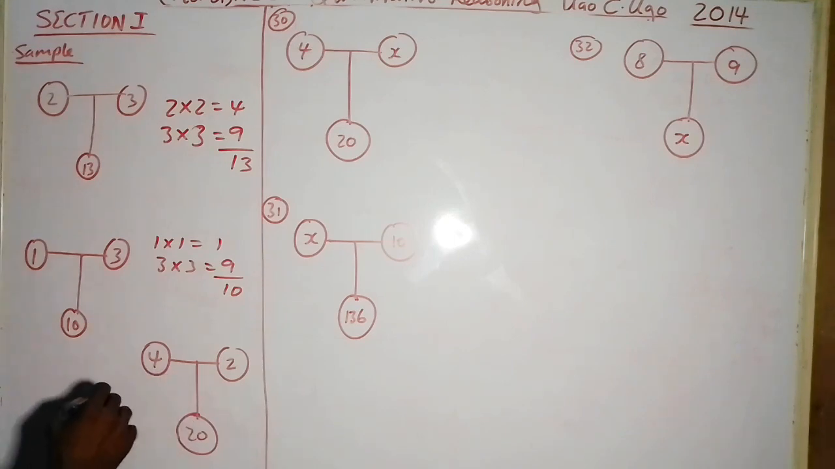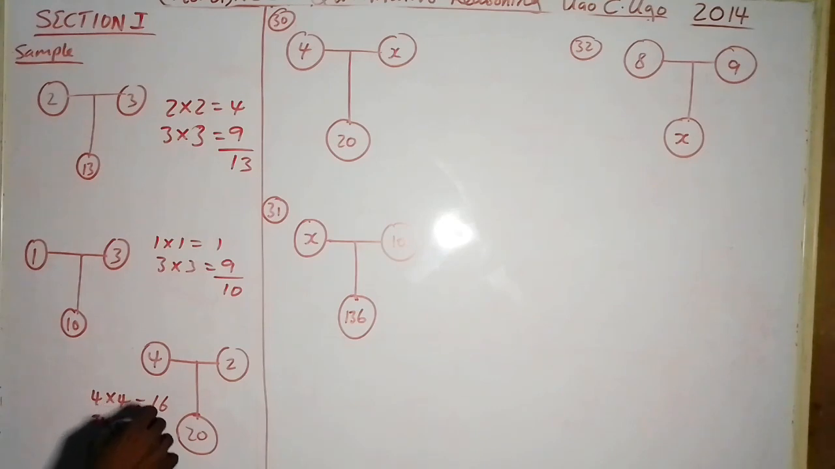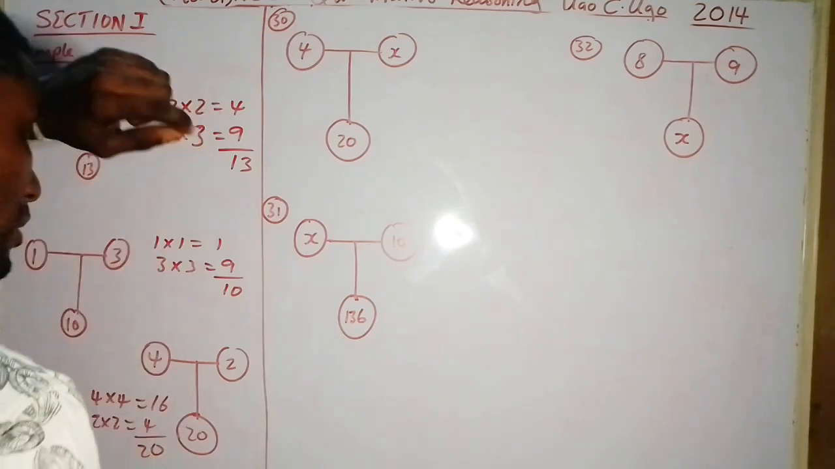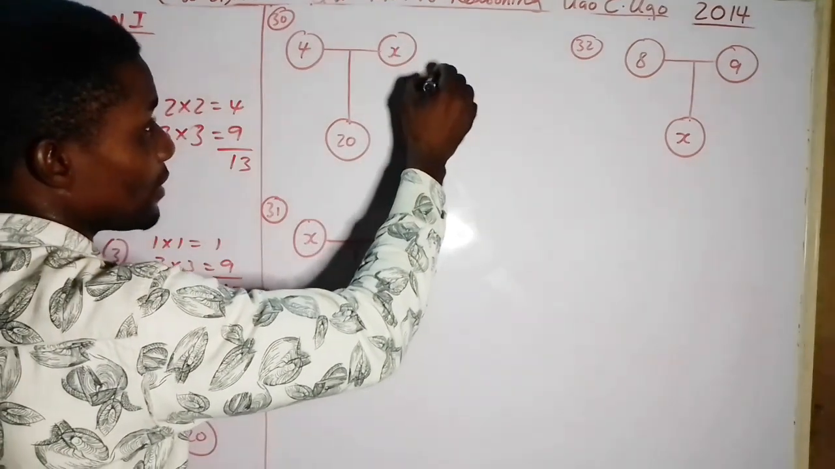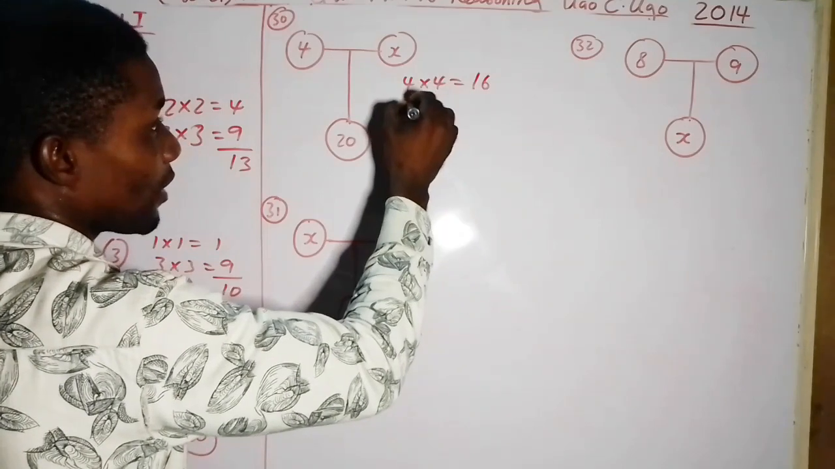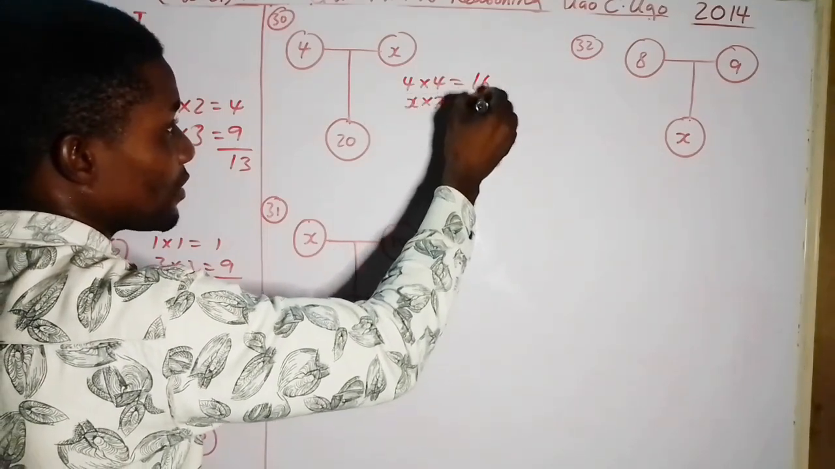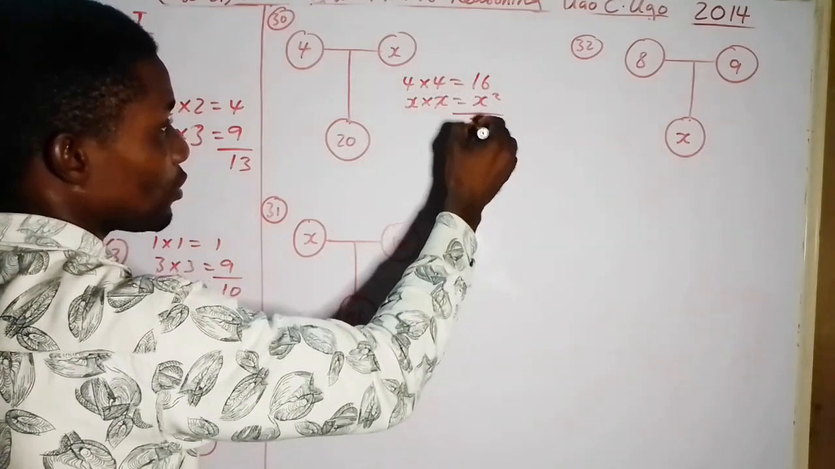For the next one, 4 times 4 is 16. 2 times 2 is 4. 4 plus 16 is 20. That's how we got our 20 here. So to find the number for the next one, we say 4 times 4 gives us 16. x times x gives us x squared. Everything equals 20.